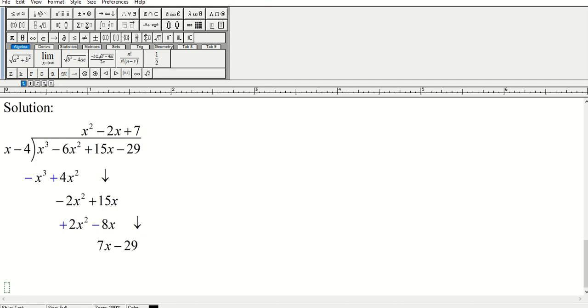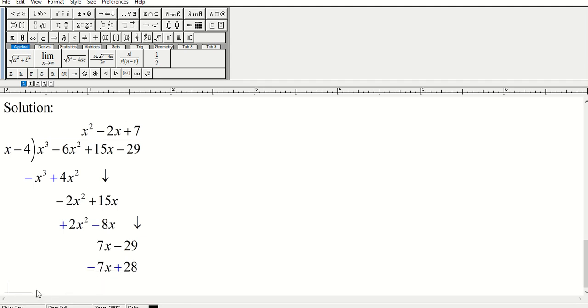So 7 times x is going to be a 7x. And then 7 times negative 4 is going to be a negative 28. Again, we're going to change the signs. It gave me a weird plus because I didn't have it in the math type. Then we're going to change this also, and we will add down again. What did I do wrong? Oh, it was already 7x. This needs to be a negative, not a positive, right? I made a mistake when I multiplied it. Okay, we're good.